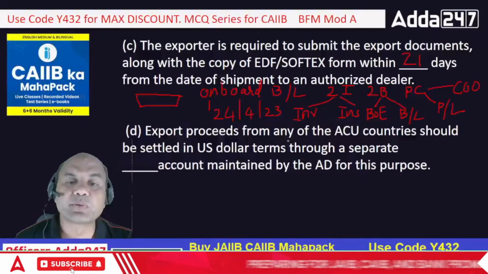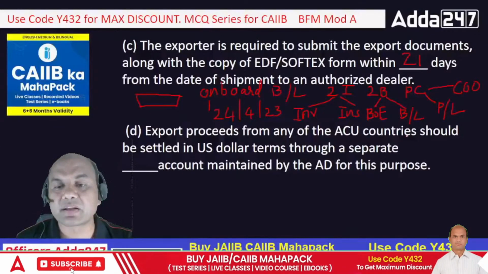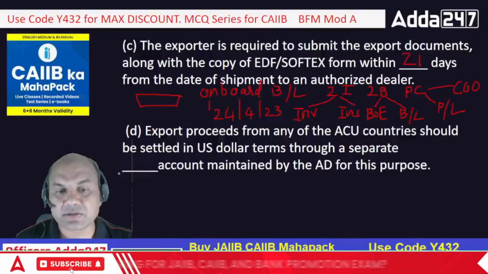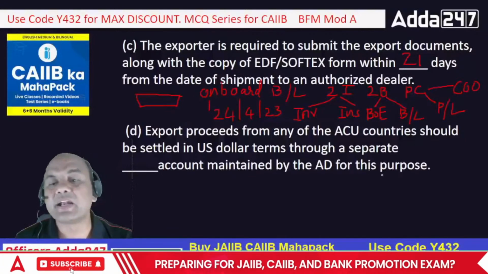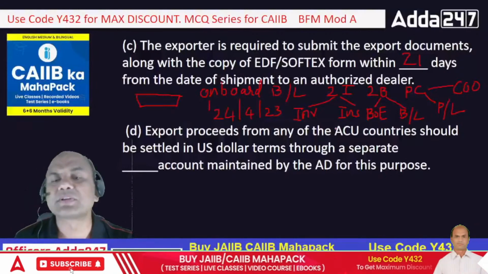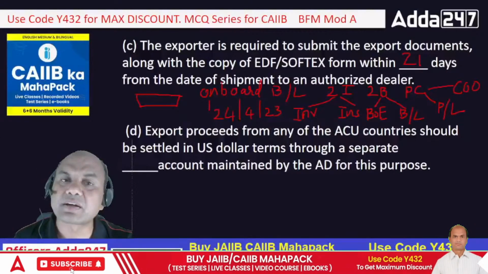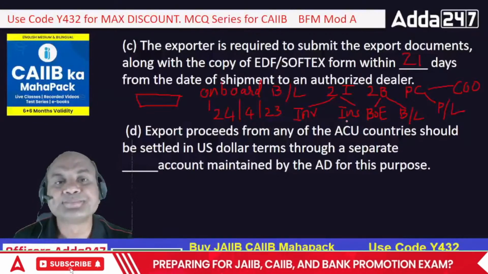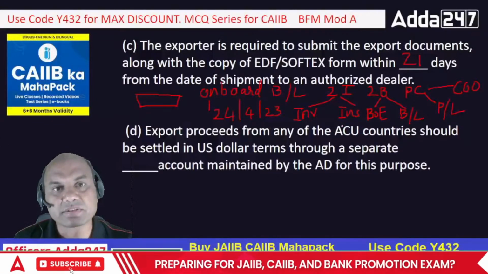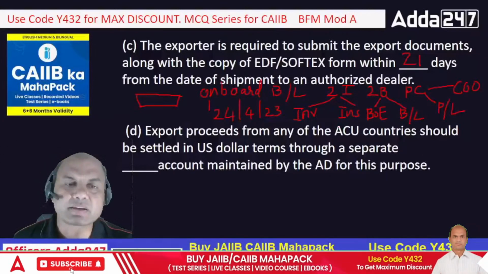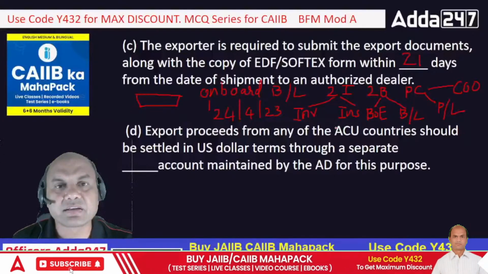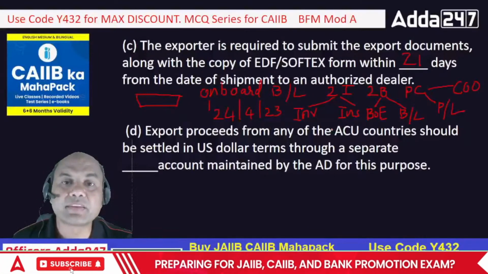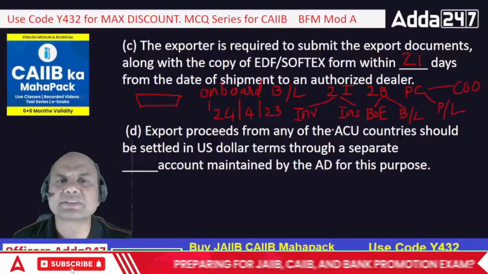Export proceeds from any ACU countries should be settled in US dollars through a separate dash account maintained by the AD for this purpose. So export proceeds from the ACU countries. What are ACU countries? Asian Currency Unit. What is Asian Currency Unit? This is a group of countries. Means there are almost 7 countries: India, China, then Iran, Pakistan, then Bhutan, Nepal. These are the main 6, and one more.